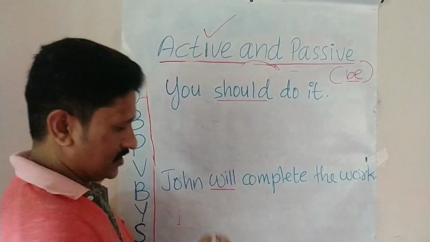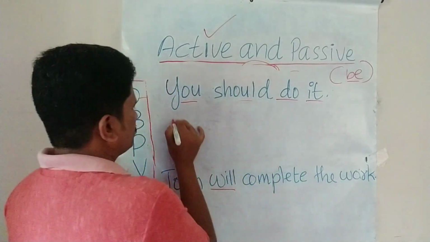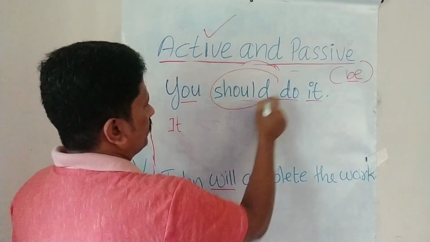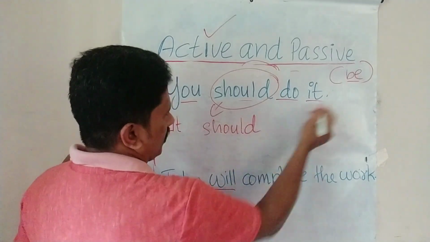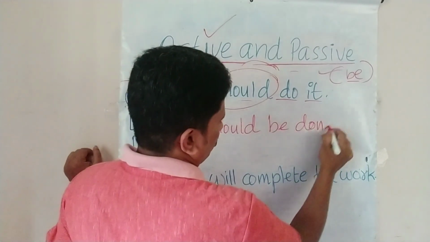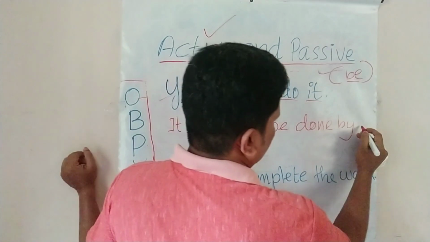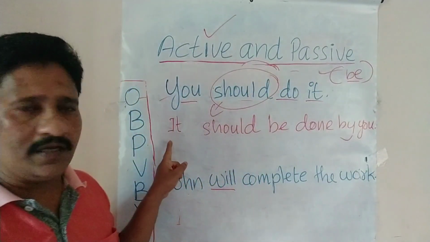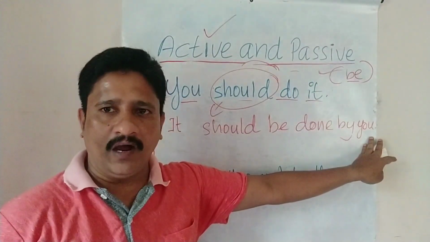So to change it, we begin with the object. Subject, verb, object. So begin with it. Now bring down the modal auxiliary verb. So it should. Now use this be form, should be done. Now you can say by you, should doesn't change. So the answer is it should be done by you.